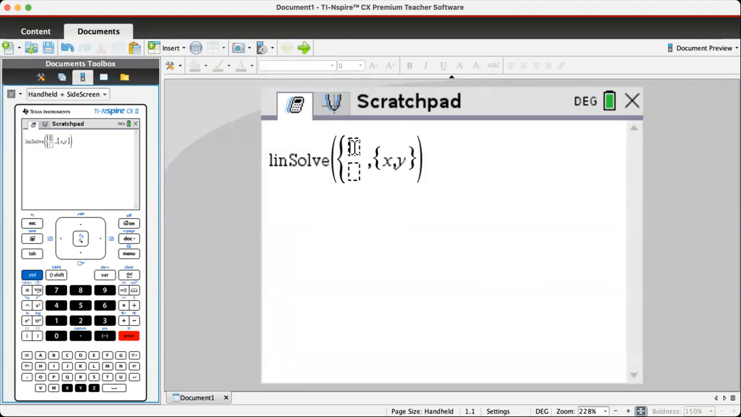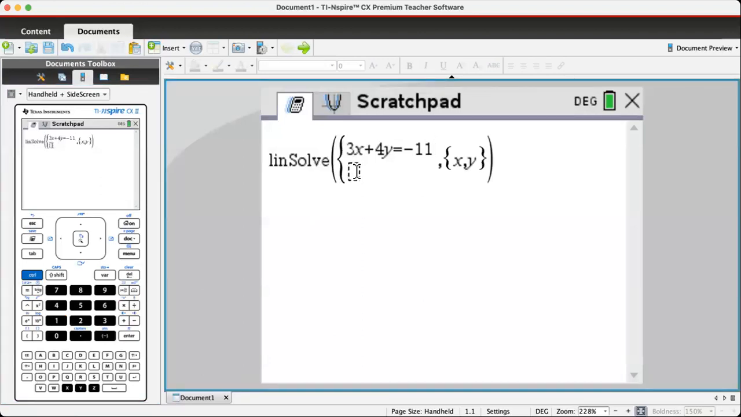So my first equation is just 3x plus 4y equals negative 11. Now this is in the standard form. You don't have to change it into the y equals mx plus b form or the slope-intercept form. You can type it in any form you want, right? Let's say the second equation is already in the slope-intercept form. You don't have to rearrange that either because the calculator can do the rest of it.